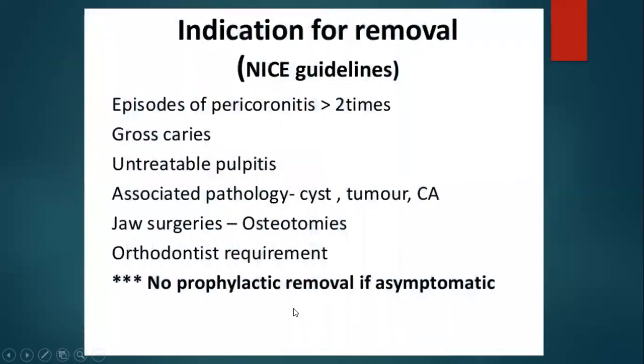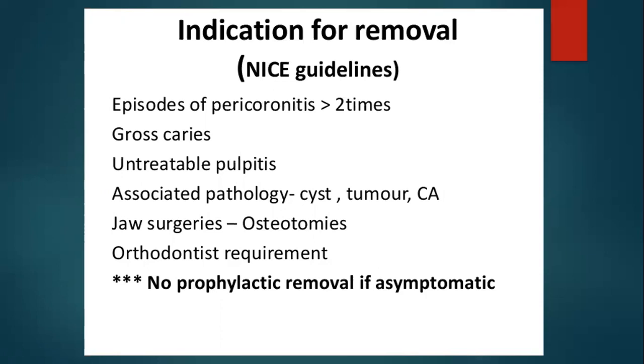Now coming forward, what are the indications for the removal? You need to know this very well, as it can come in your exam. What are the NICE guidelines for the removal of the impacted tooth? When there are episodes of pericoronitis more than 2 times, then you need to remove the impacted tooth. Also if the impacted tooth is grossly carious, has untreatable pulpitis, or has associated pathology such as cyst, tumor, or carcinoma, or for jaw surgeries, osteotomies, and orthodontic requirements. No prophylactic removal if asymptomatic.